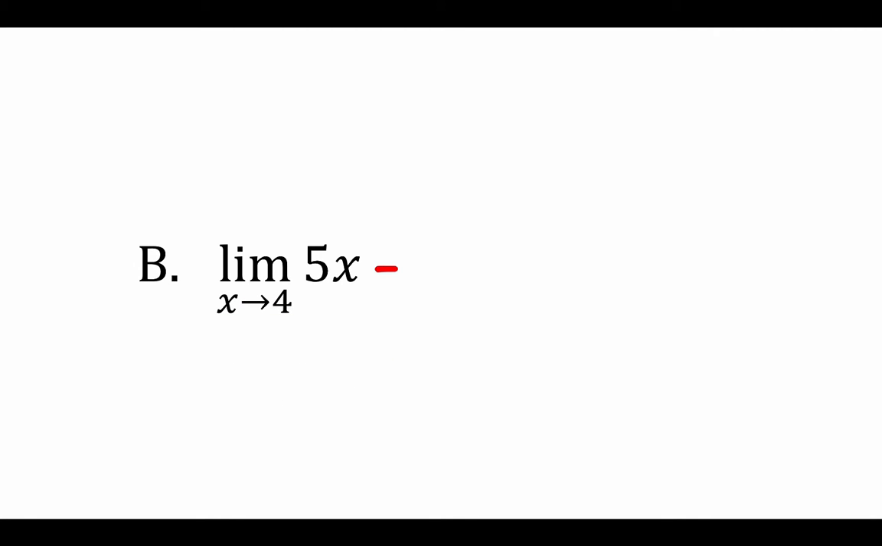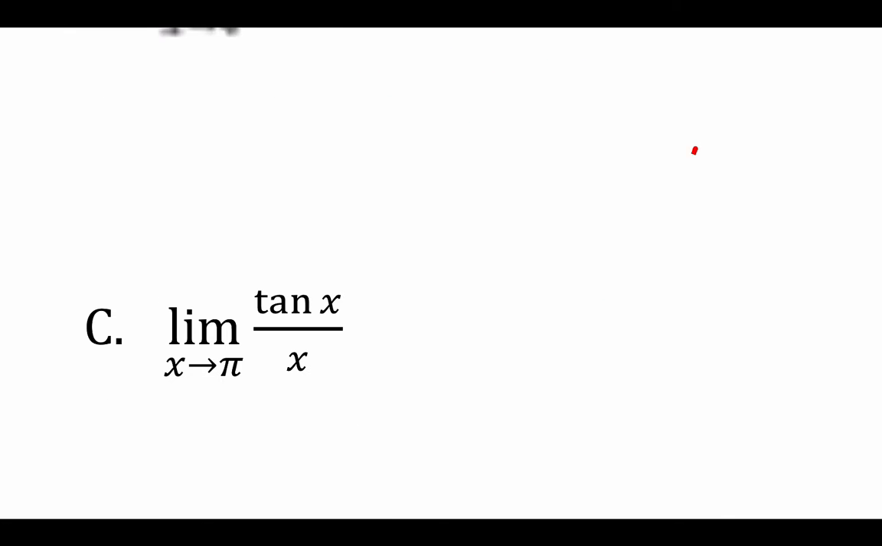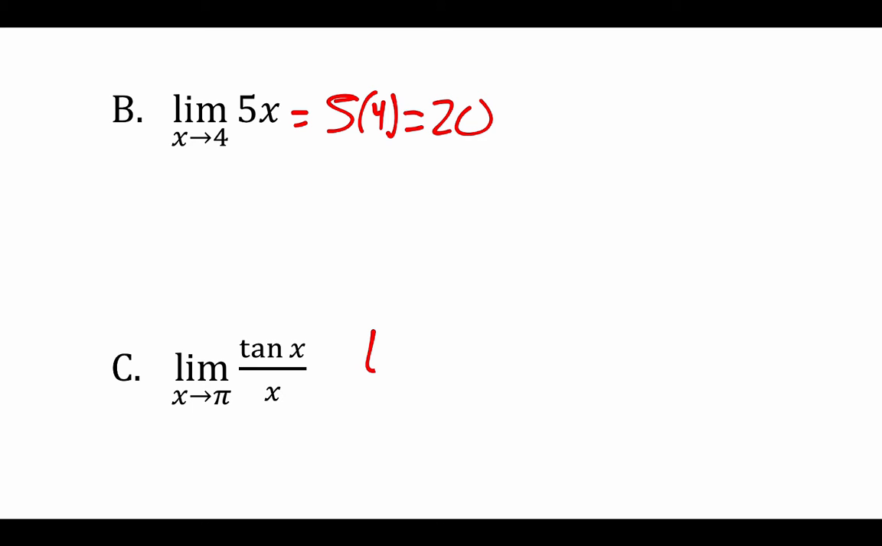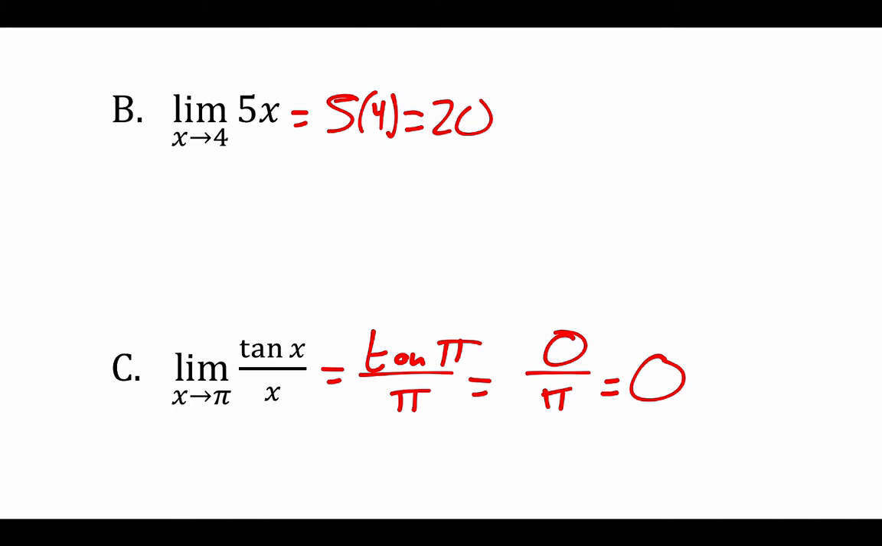Okay, clearly you paused, we're ready to rock. So this next one is going to be 5 times 4, which is 20. The next one we can just plug in as is. So we've got tangent of pi divided by pi. Now the tangent of pi, if you recall, is 0, so we have 0 over pi, which is just 0. You can use the unit circle on that if you need.